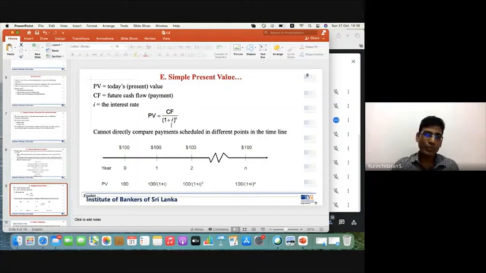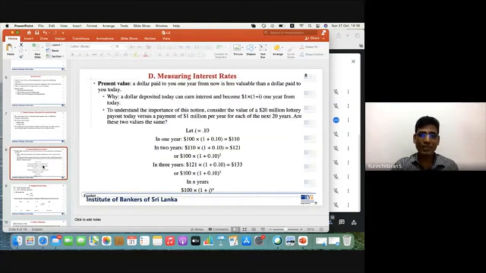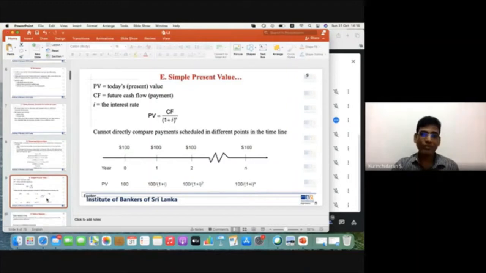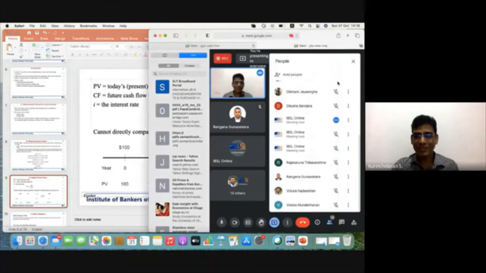right? So here I have covered two different cash flows, as I have explained. One is a single cash flow, the other is a sequence of cash flows. I hope you understand.